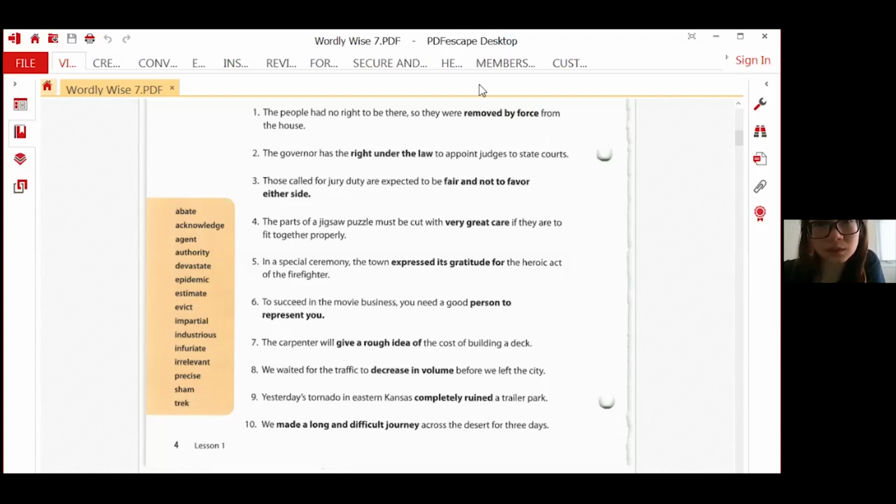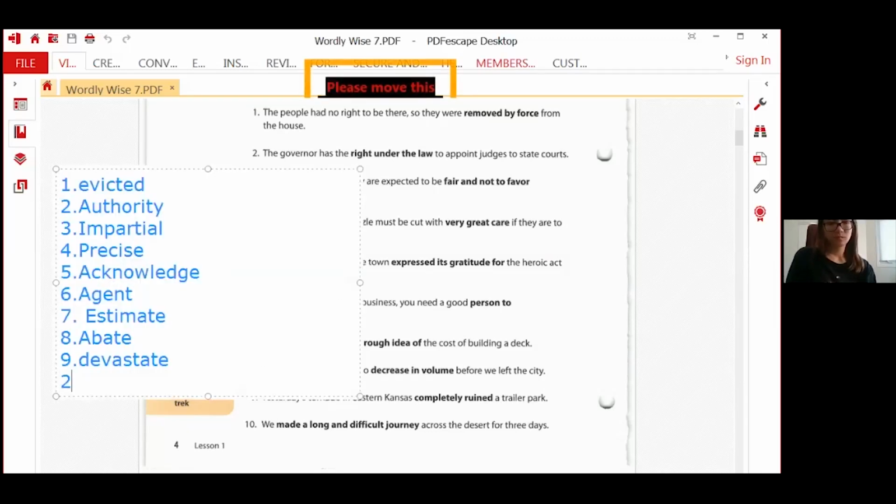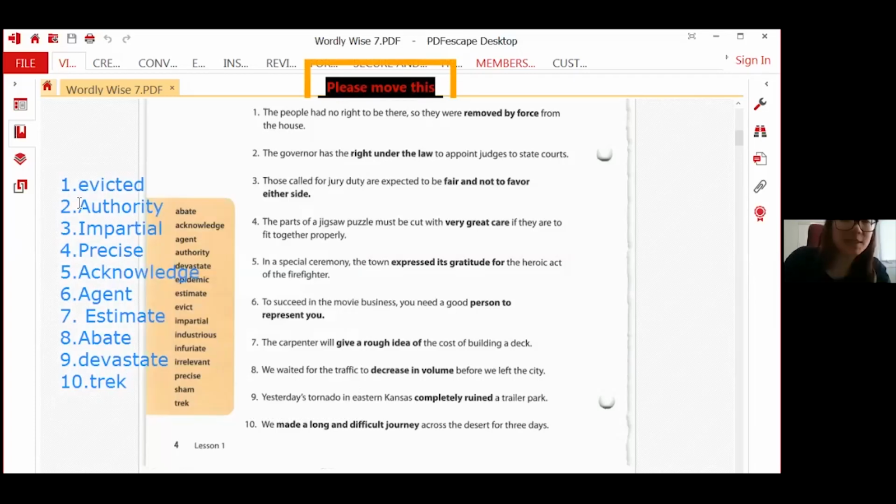Copy, annotate, text. Track. Okay, check the answer. Did all of you get this answer right?